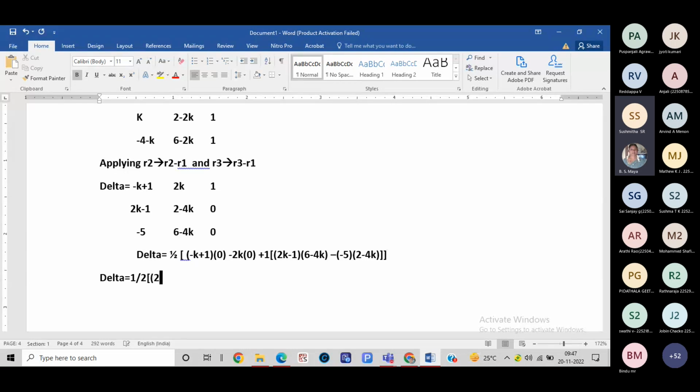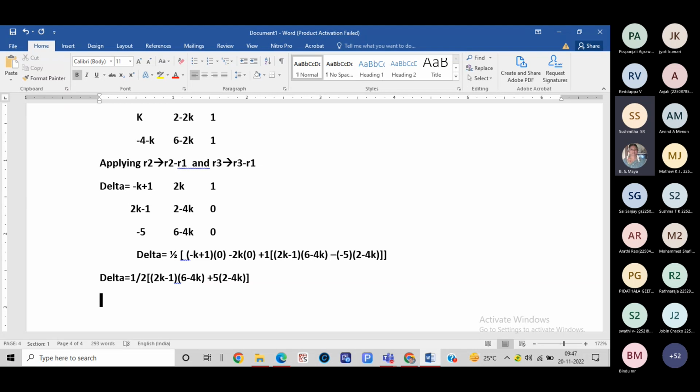The next step is 2k minus 1, 6 minus 4k, minus into minus, plus 5 into 2 minus 4. We have to simplify this one. Correct? Any doubt? 0, 2k. Any doubt whether what I'm writing is correct or not?